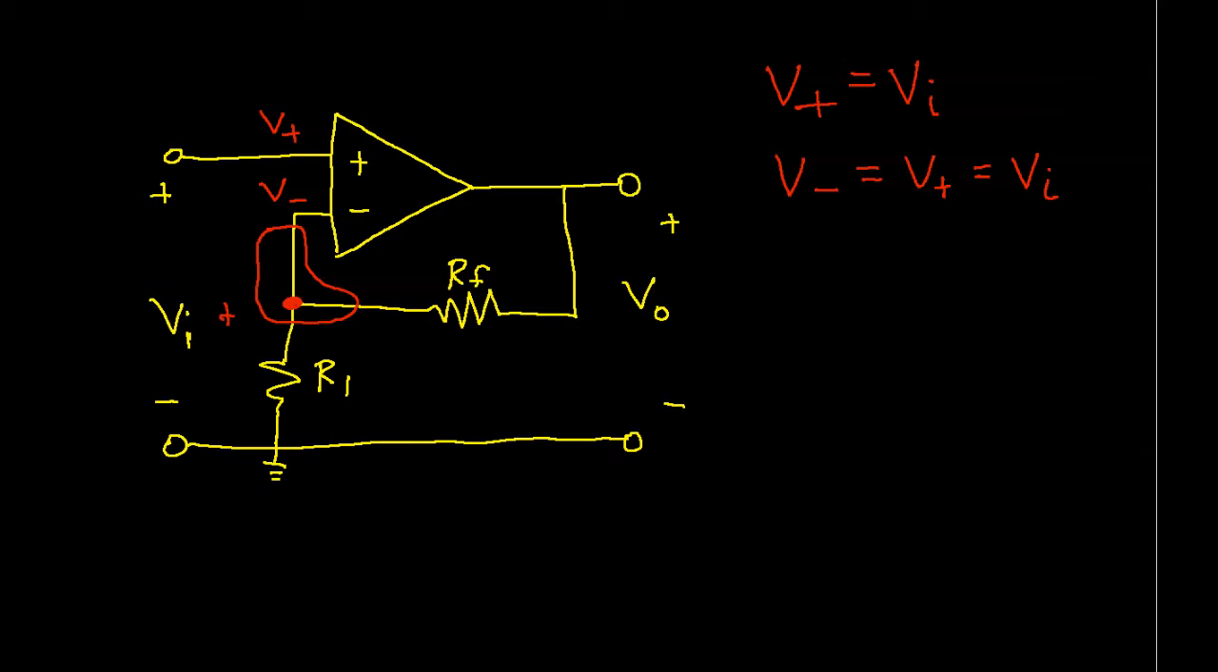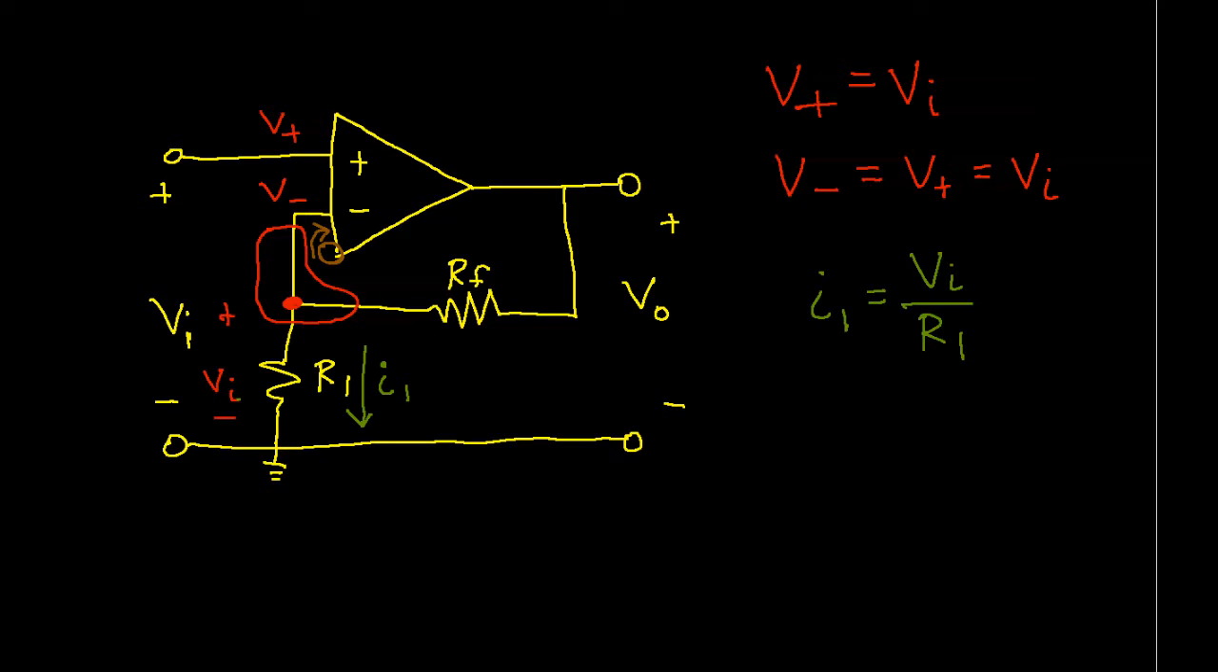From this node to ground, there is a voltage of VI, which then allows us to compute the current going through R1. So we'll call this I1. I1 is VI divided by R1. Okay. The current going into the inverting input is 0. That's part of the assumption of the ideal op-amp model.